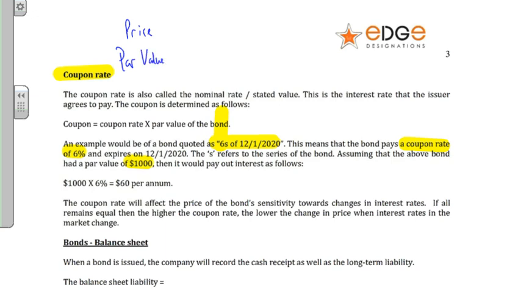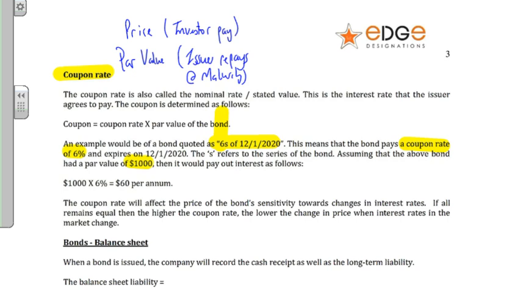Okay, what is the price? The price is the amount that the investor will pay. In other words, he wants to invest in this particular amount of debt. How much will he have to pay for it? The par value is the amount that the issuer repays at maturity. Sometimes they're the same amount.